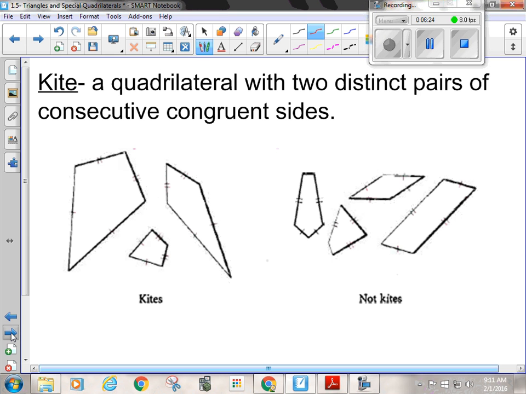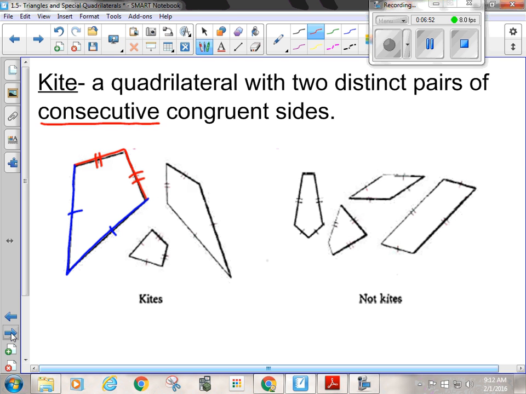A kite is a quadrilateral with two distinct pairs of consecutive congruent sides. Consecutive means they come right after each other. So for example, we have here and here. These two are marked as congruent sides. So that's a consecutive pair. Here's another consecutive one. They come right next to each other, and that's marked with congruent sides also.